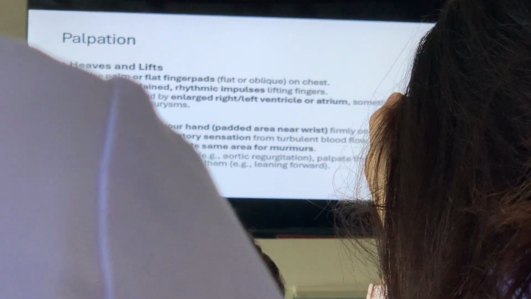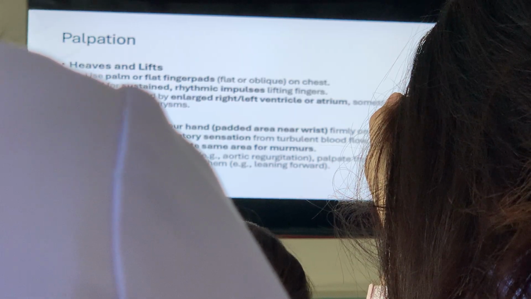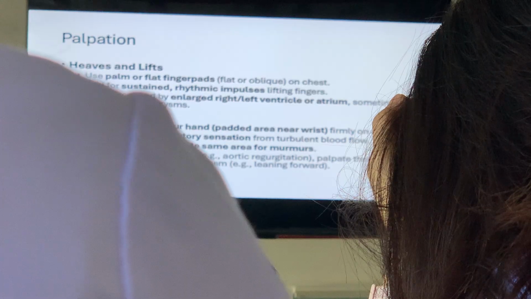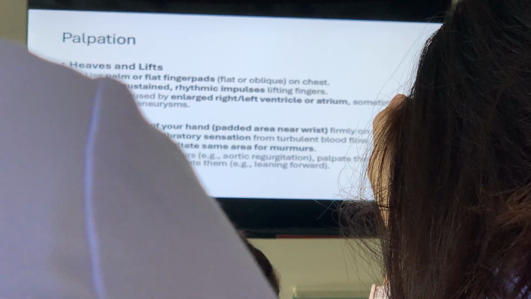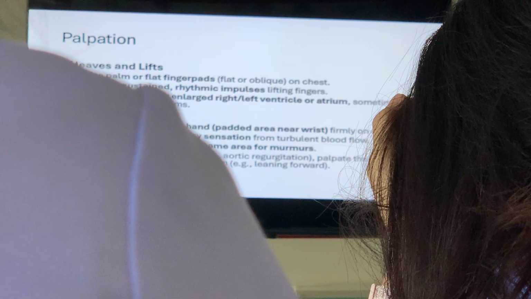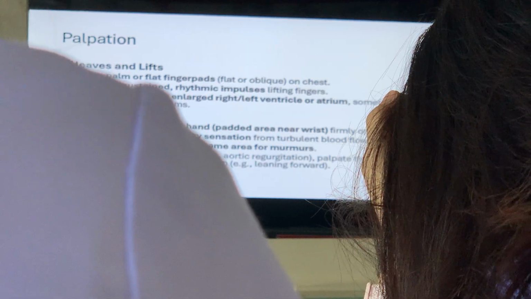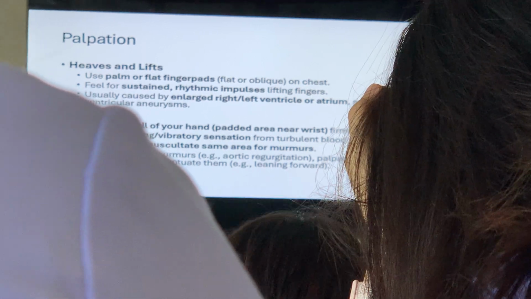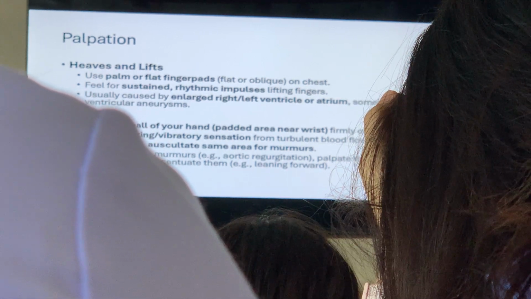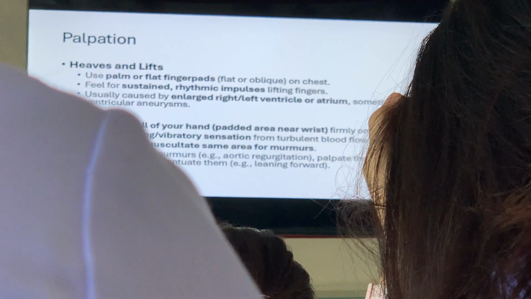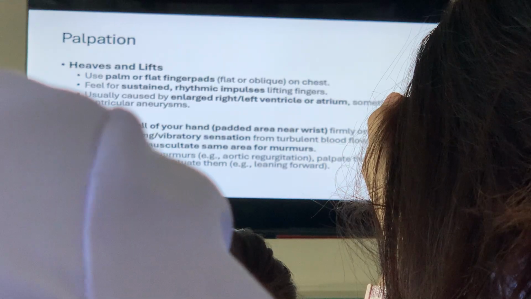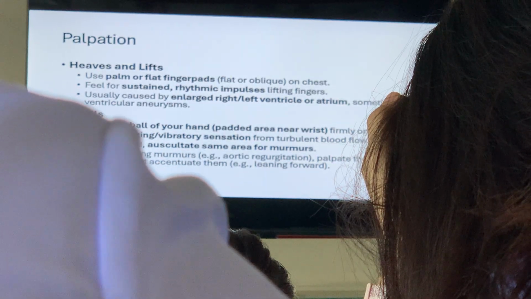You know that cartoon character where the heart is like coming out? That's abnormal. So that's what you call heaves or lifts, okay? So for thrills, you press the ball of your hand firmly on the chest. You can feel buzzing or vibratory sensations from turbulent blood flow. So that's a thrill. If the thrill is found, you have to auscultate the same area for murmurs. So remember, thrills and heaves, these are palpatory findings. Murmurs are auscultatory findings, okay?